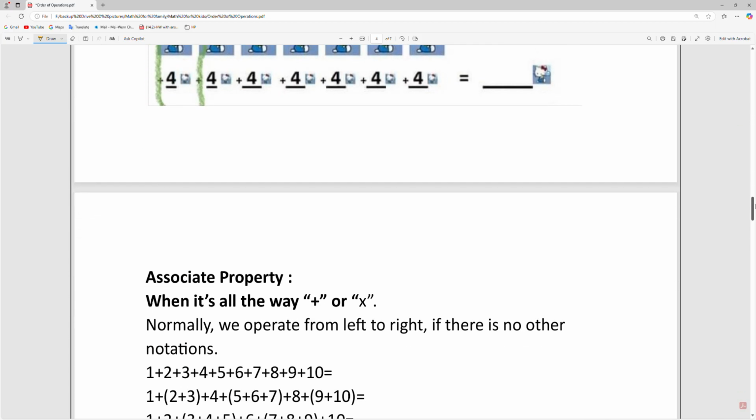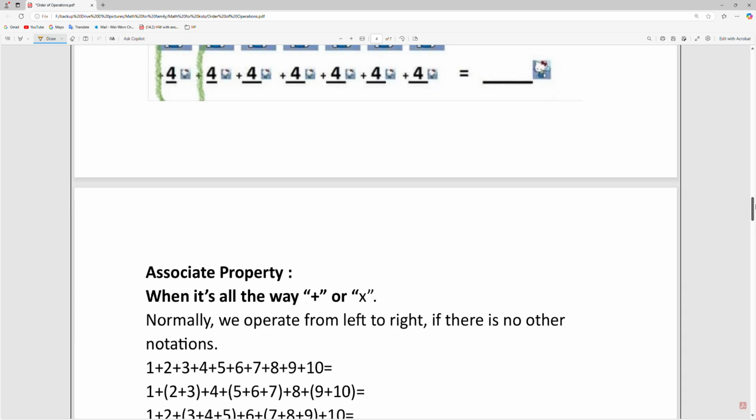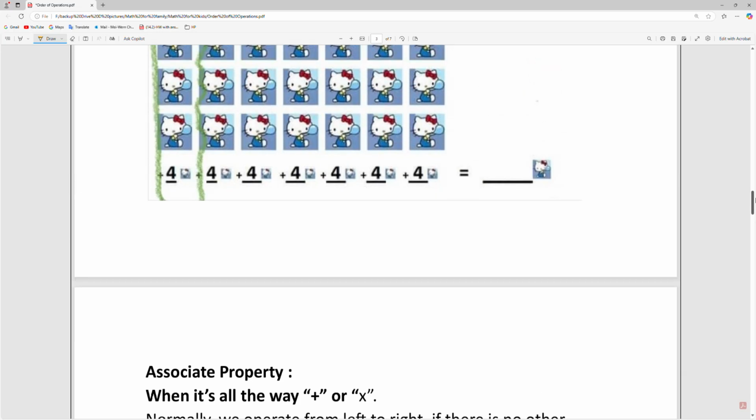Okay, so addition has the same property, but let me remind you about subtraction. 4 minus 7 and 7 minus 4. No, not equal. And division: 4 divided by 7, 7 divided by 4. We don't have this property. So when a question asks you 4 minus 7, don't change it to 7 minus 4. Okay, I know. I agree. 7 minus 4 is easier to subtract. 4 minus 7, not enough.